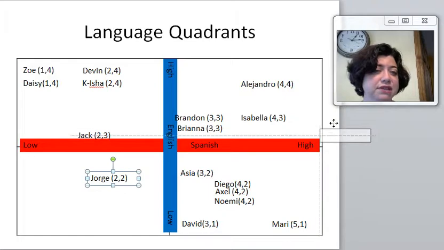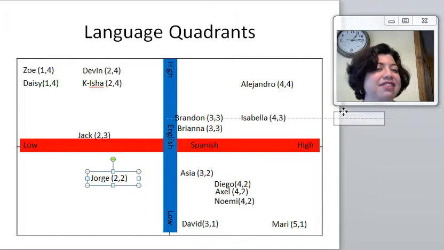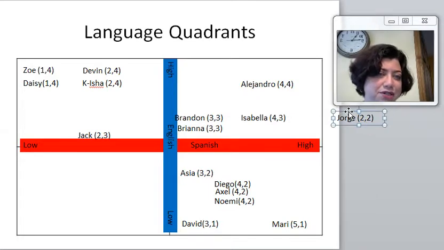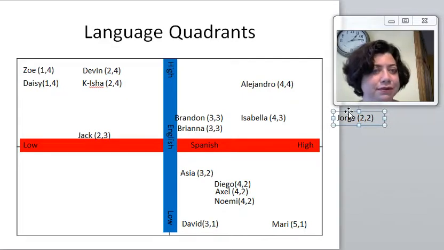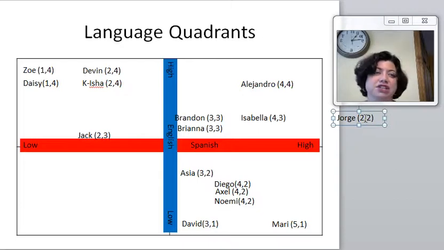His proficiency will grow. If there are other things that indicate that we should be worried about Jorge's language use, then we will use this as another data point. But just having a 2 in English language proficiency and a 2 in Spanish language proficiency is not a concern for me right now. What is a concern is making sure that Jorge has a chance to be the expert in his bilingual buddy pair.